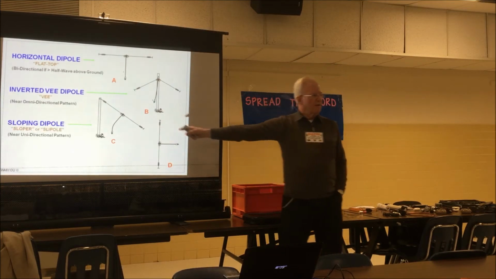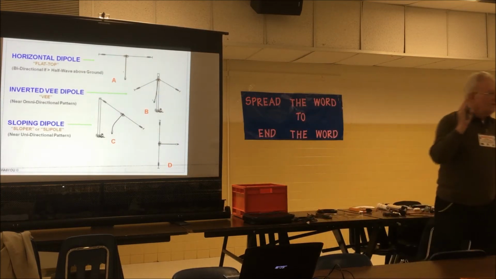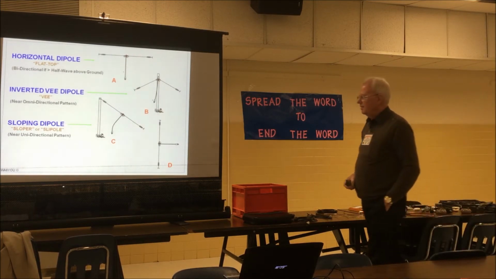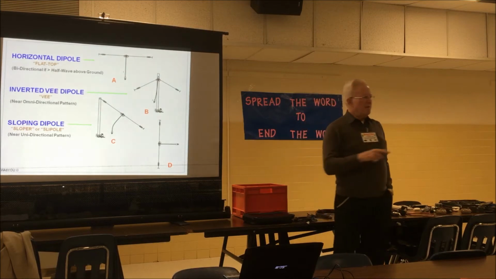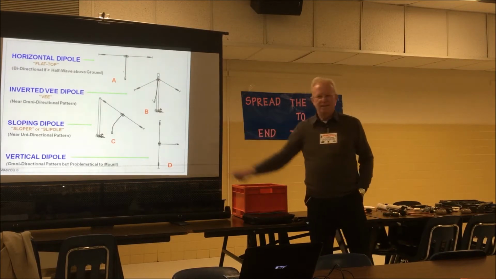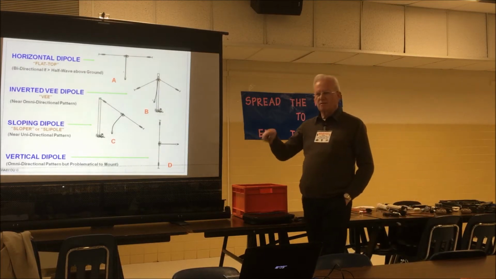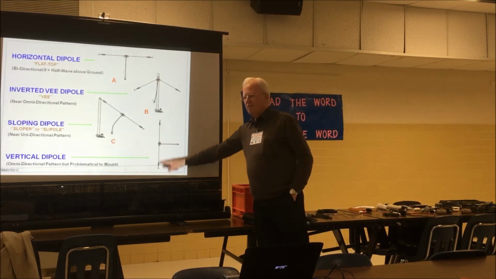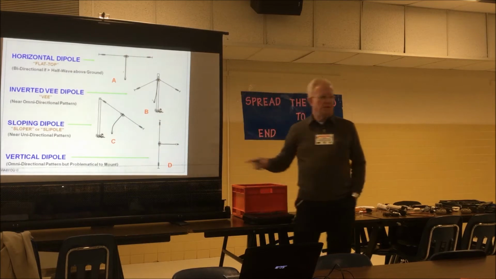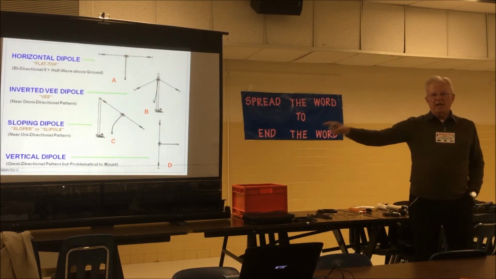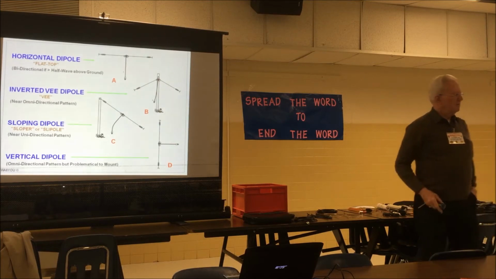Anybody done a sloper? Yeah, they're kind of one direction. You can get a little bit of directionality out of it. The one that makes no sense at all is the vertical dipole. I don't like that, and usually I put a circle with an X through it, because you're really supposed to bring your coax out a half a wavelength, so let's just say problematic to mount, okay?